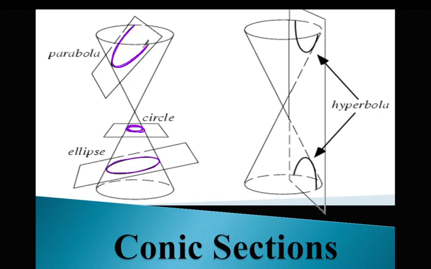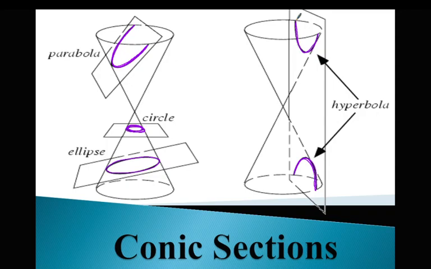Okay? Now, if the plane cuts perpendicular to the base, we'll actually cut through part of the bottom cone and part of the top cone and hence get the hyperbola. So these are the four conic sections we're going to be dealing with.